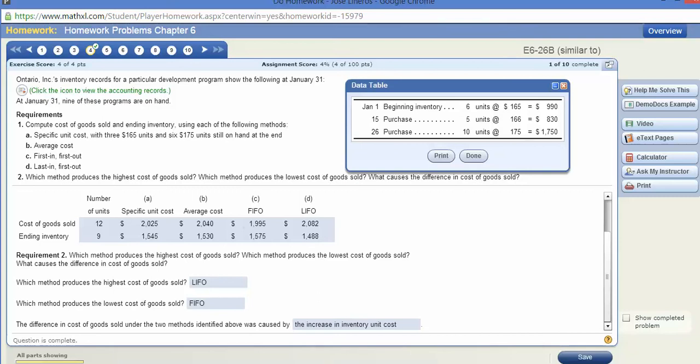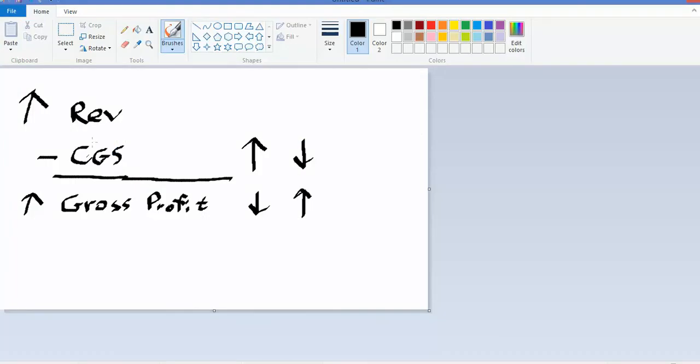Okay. Understand these relationships. Obviously this is kind of intuitive because revenue goes up, of course, gross profit goes up. But cost of goods sold and gross profit run in opposition to each other. So know which method is going to give you the highest gross profit, and that will help you as you answer questions.